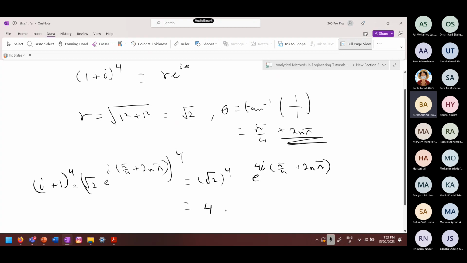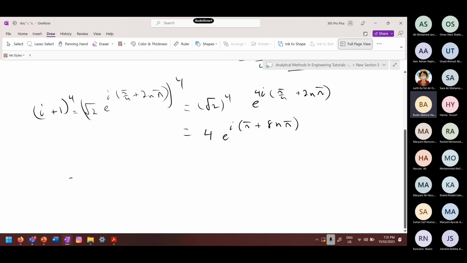Try solving it yourself. If you don't know how, tell me so I can explain it to you. Get the 4 inside the brackets. E to the power I pi plus 8n pi.